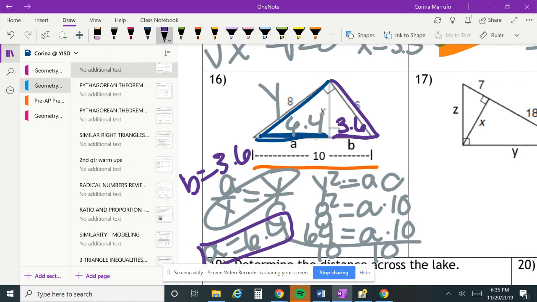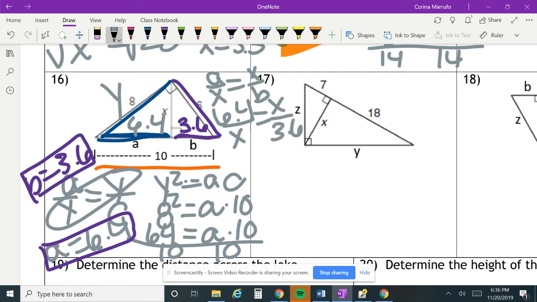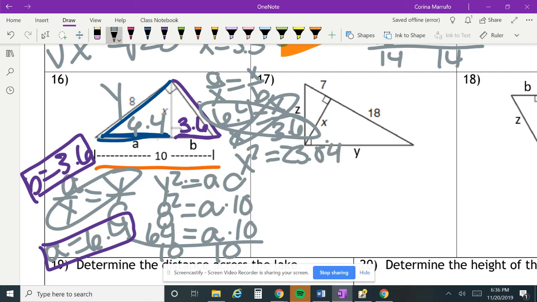And so the formula for X, let's see if I don't mess this up this time. The formula for X is A over X equals X over B. And we plug in what we know. So 6.4 over X equals X over 3.6. We cross multiply. We get X squared equals 6.4 times 3.6, which gives us 23.04. We take the square root and we get X equals the square root of 23.04, which gives us 4.8.